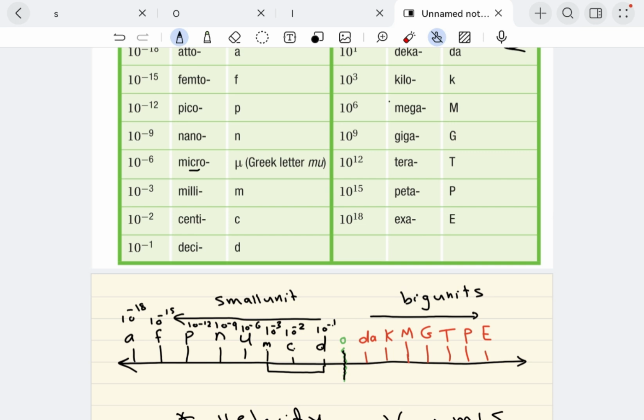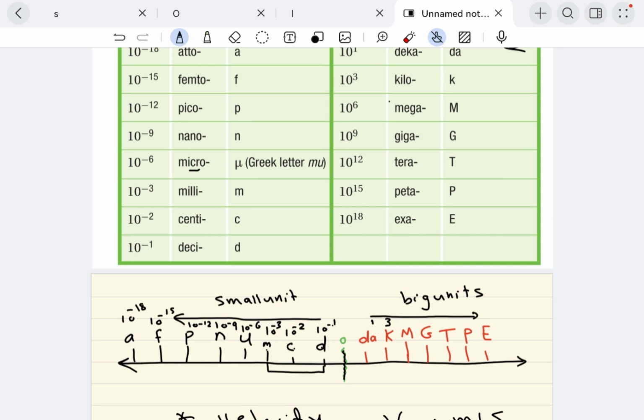We said these are the small units, while the big units are what? Here 0, then deka, which is 1, then kilometer, or kilo, is 3, but now it's positive, and also I will increase by 3.